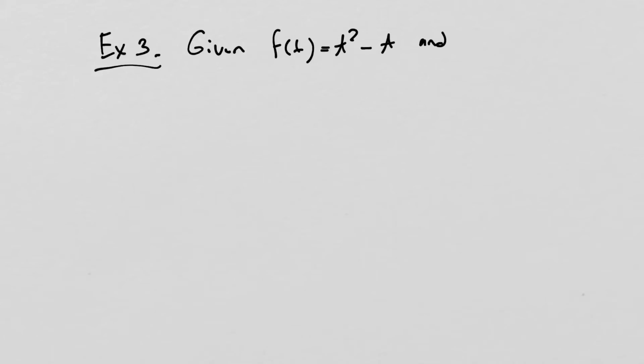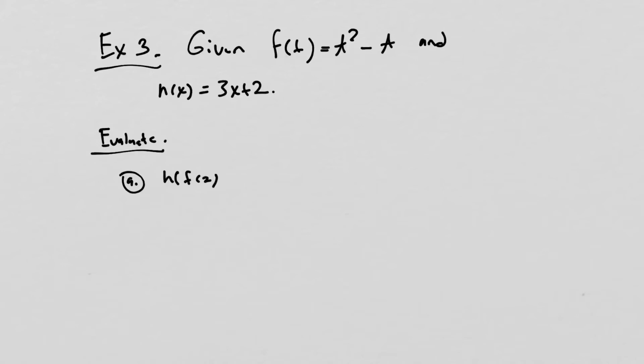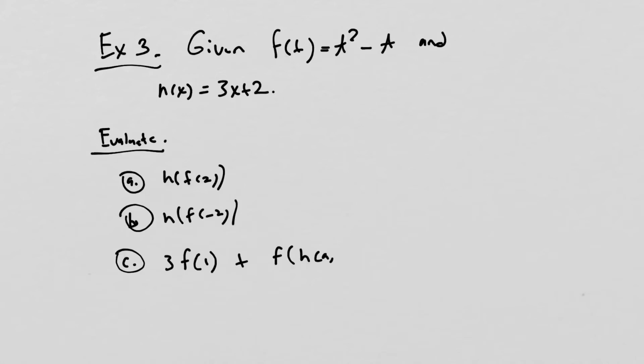Let's go ahead and evaluate some composite functions. Given f of t is equal to t squared minus t, and h of x is equal to 3x plus 2. Let's go ahead and evaluate the following. Part A: h of f of 2. Part B: h of f of negative 2. And part C, we'll do 3 f of 1 plus f of h of a.